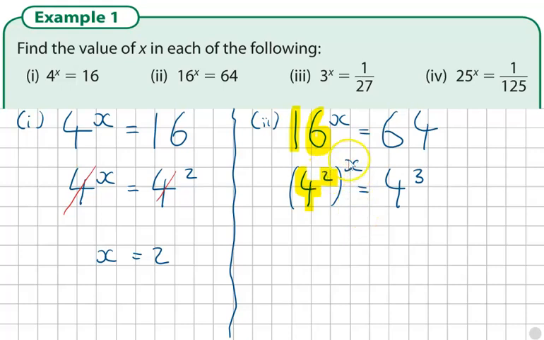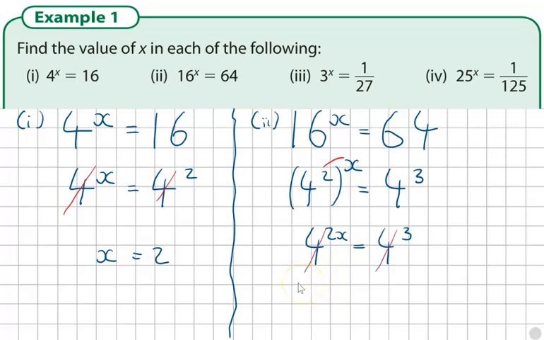So I'm going to do 2 multiplied by x, and 2 times x is 2x. So a number times a letter, we stick them together. So we get 4 to the power of 2x. And that's still equal to 4 to the power of 3. So I'm just bringing down the 4 to the power of 3 on the right-hand side. So I have 4 to the power of 2x on the left, 4 to the power of 3 on the right. My bases now match, so I can cancel them.